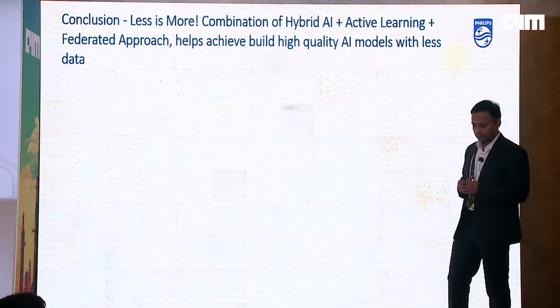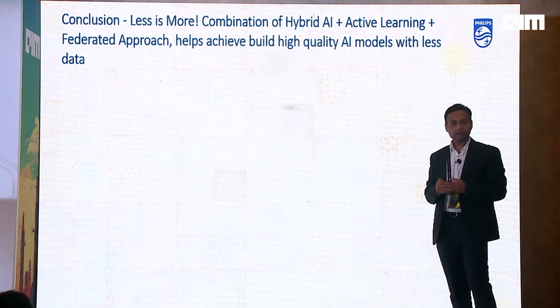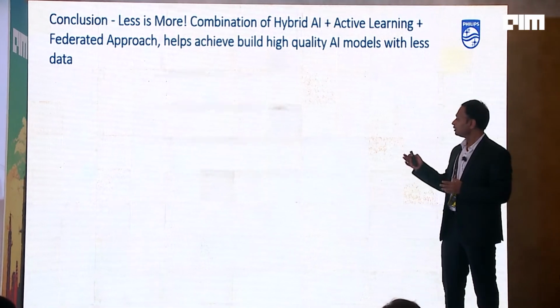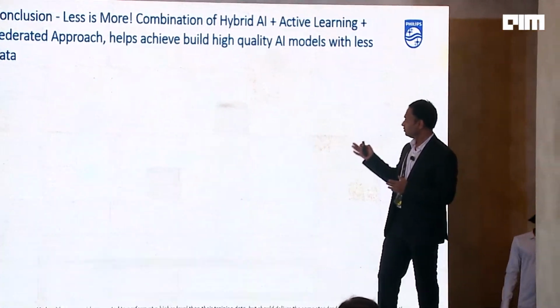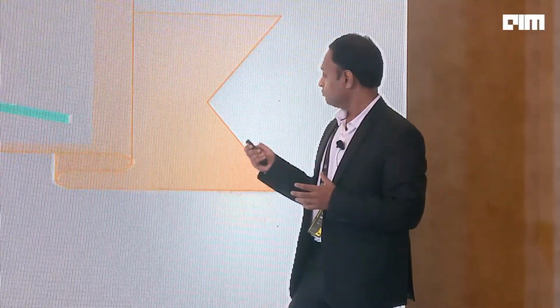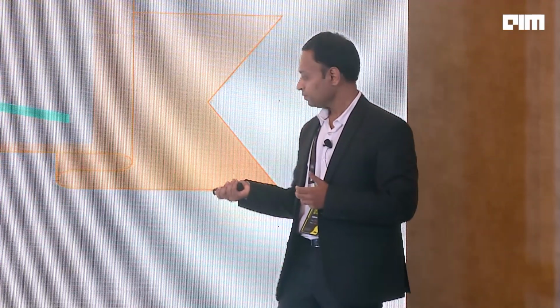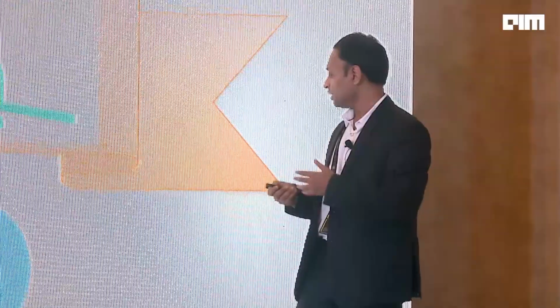With that being said, I come to the last slide. In conclusion, we began with less is more, and that could be achieved by a combination of hybrid AI, active learning, and federated learning together so that we can build quality AI models, which should help us build at a faster rate, which could be easily shipped. And it could be cost effective, both in terms of the amount of annotation effort that is needed and also the barrier to access. And it could be better because it is more generalized.